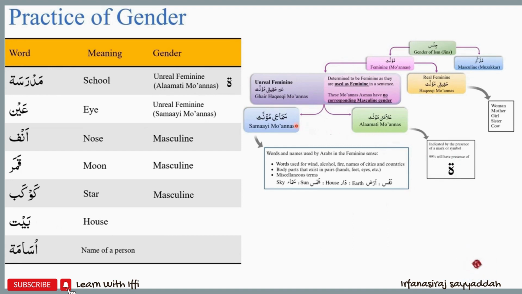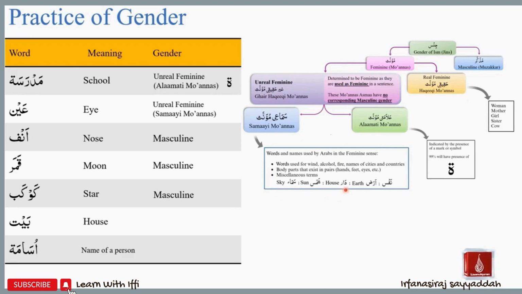Can Bait be a samai muannas? We can check further. Bait is not the name used for wind, alcohol, fire, or the name of a city or a country. Bait is not a body part. And let us see if it exists in the miscellaneous terms. Bait is not sama. Bait is not shams.